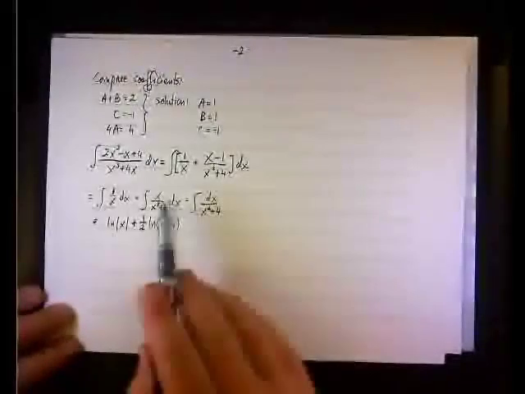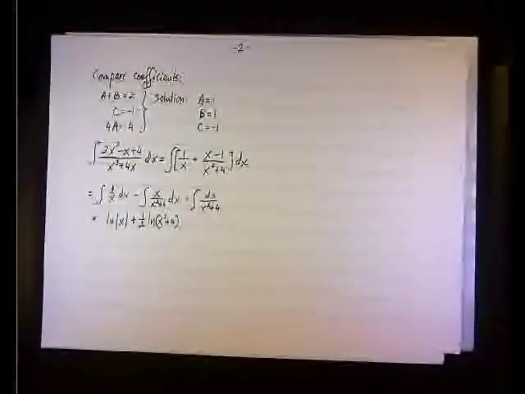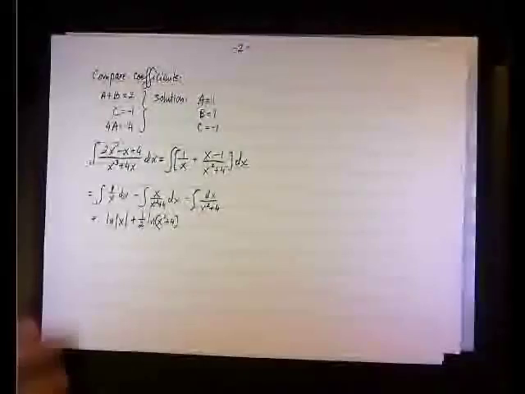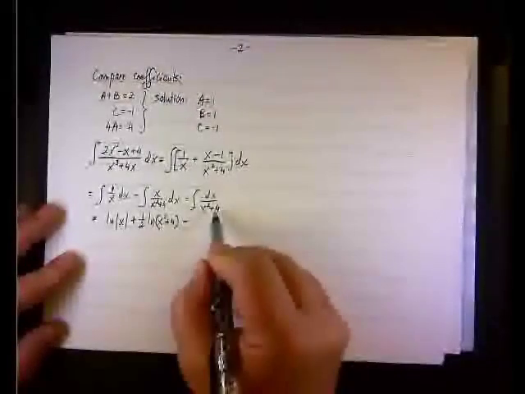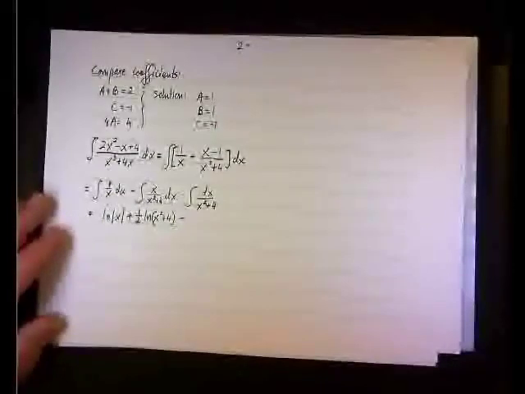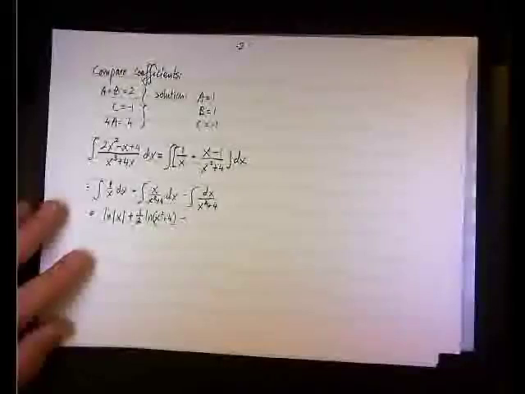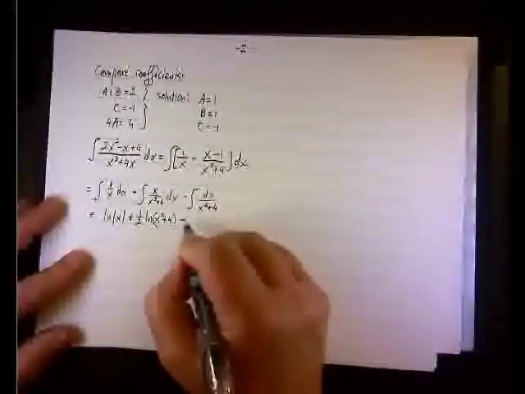Again, why 1/2? Because if we had 2x dx over x squared plus 4, then 2x dx would be du, but we don't have that. We have only x dx, so we need to take 1/2. And finally, what is the integral of 1 over x squared plus 4? You should know it by now. Inverse tangent, right? So here we have the inverse tangent.